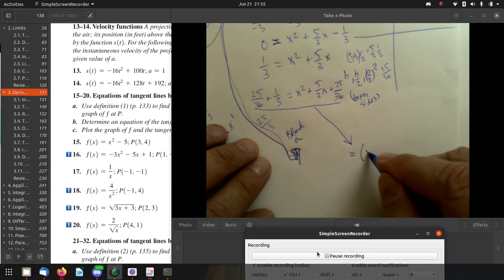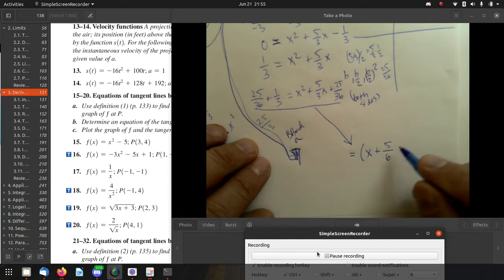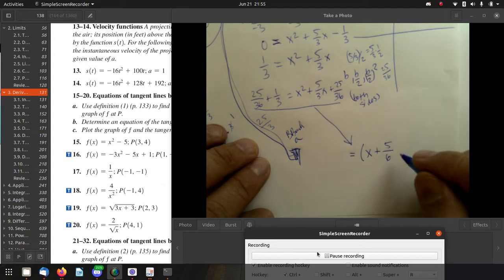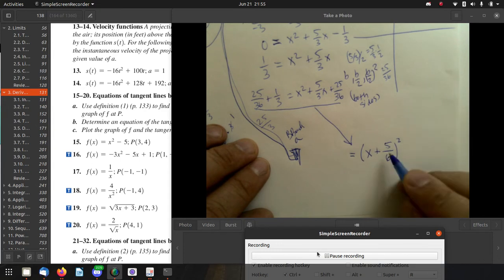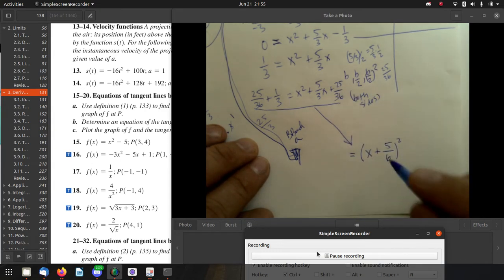And so this side's going to be x plus 5/6. Again, 5/6 plus 5/6 will be 10/6, which reduces to 5/3. So if you add your inners and outers, you see that works. And 5/6 times 5/6, of course, is going to be 25/36.